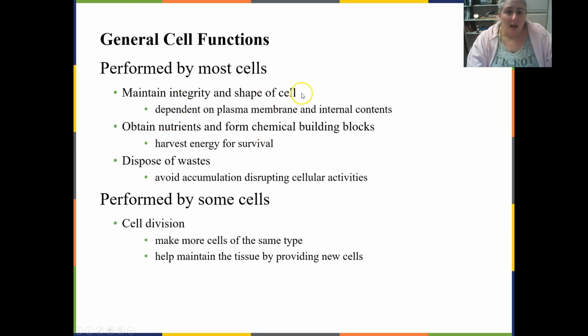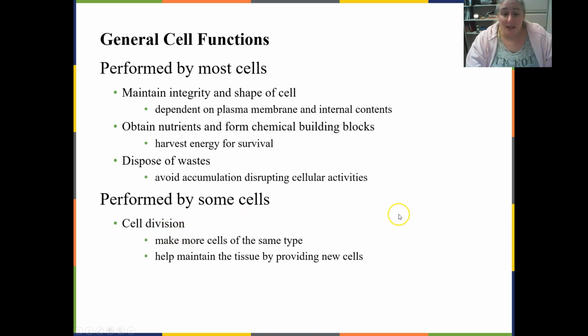So in general, cells have to be able to maintain their shape, their integrity. They have to be able to take in nutrients, and they have to be able to get rid of waste. Those are basic functions that, in general, all cells are going to do in some form. Whereas there are certain types of cells that also undergo cell division.